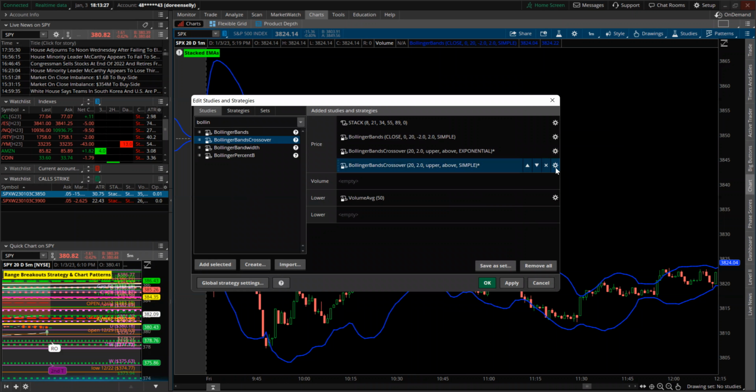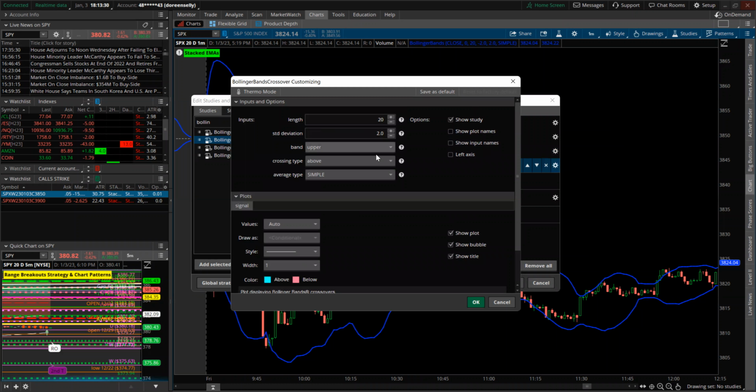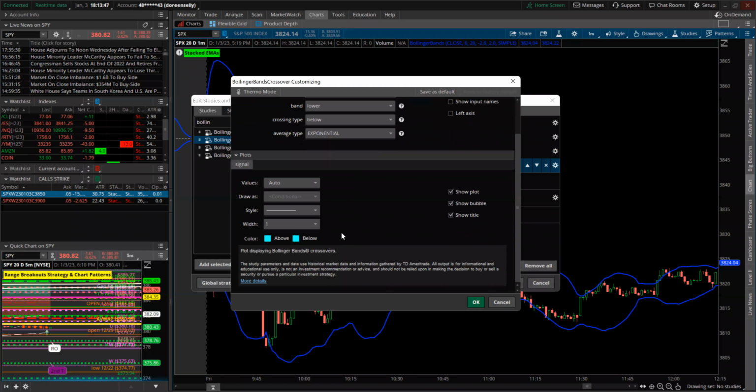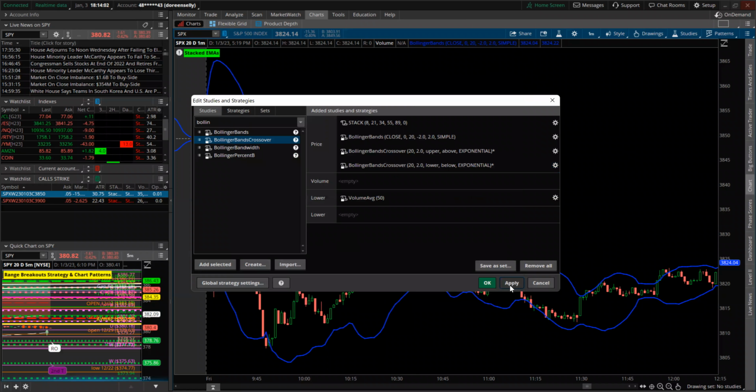And then on the second one, you're going to do it when it crosses to the bottom. So you're going to go to the band is lower, crossing type is below, average type exponential. And on the below side right here, change the color to whatever you want. I like to keep mine the same color so I have a seamless way to know what's happening with that particular indicator when it's happening. I also put it at 4, hit apply.